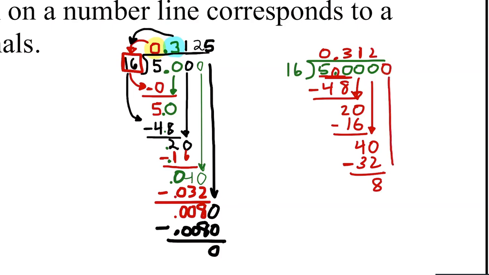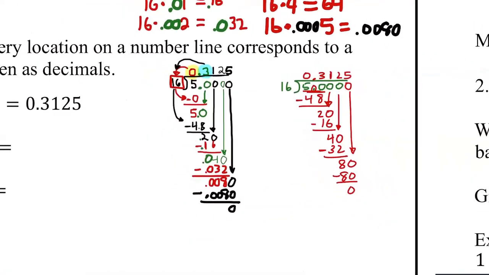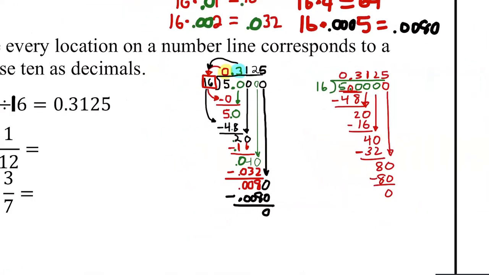So I bring that down to come in and be part of the action. And actually, now that I think about it, I never actually drew another 0 here. So now I got an 80. 16 goes into 80 5 times. And there it is. All right. So you get the answer using the long division approach, but you never get into the why.